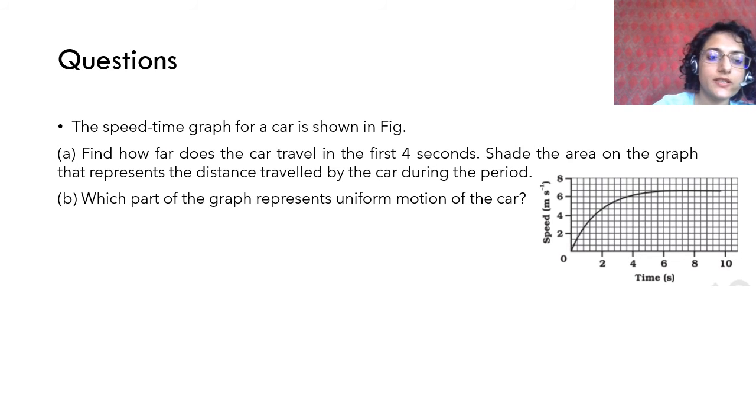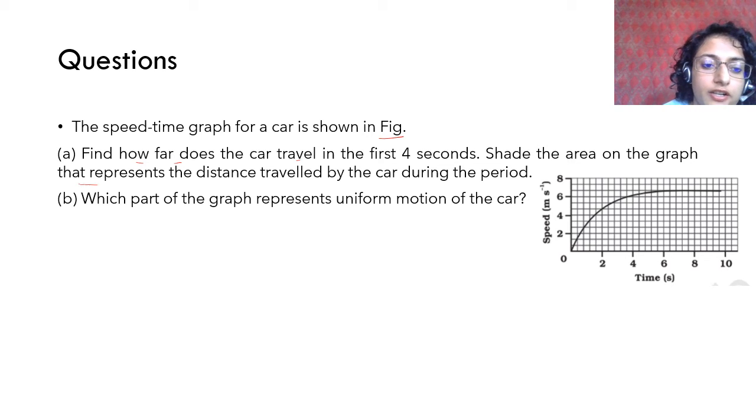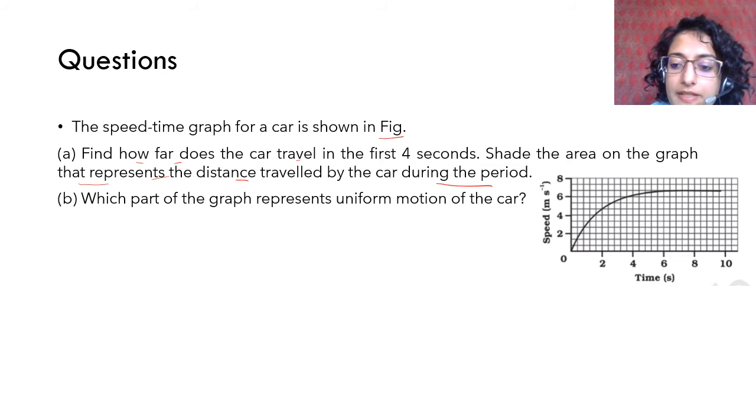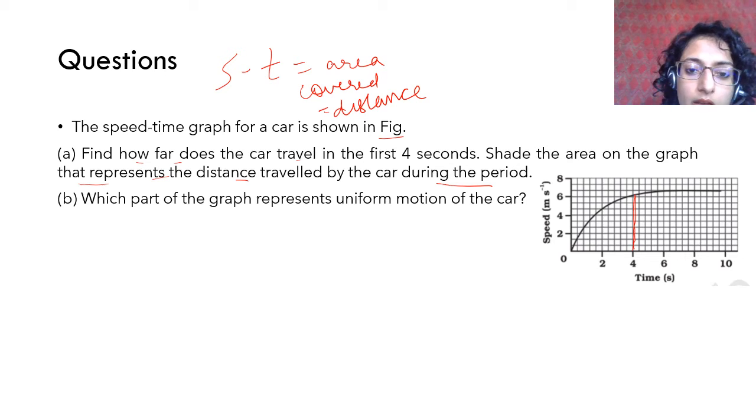Okay, so for this question, the speed time graph for a car is shown in this figure. Find how far the car travels in the first 4 seconds. Shade the area on the graph that represents the distance traveled by the car during this period. So with a pencil, in the first 4 seconds, remember that the area covered under the speed time graph is distance.